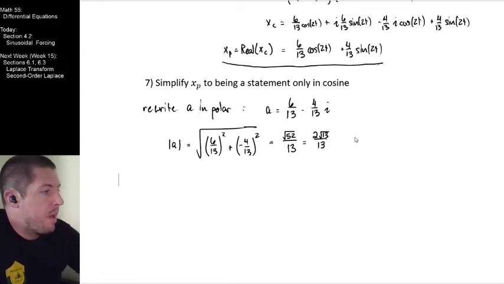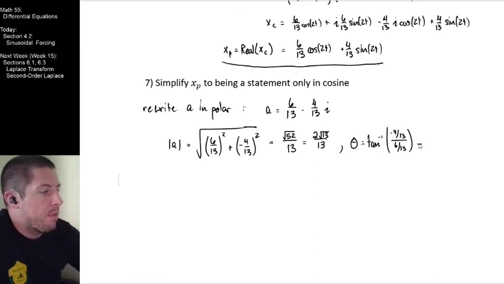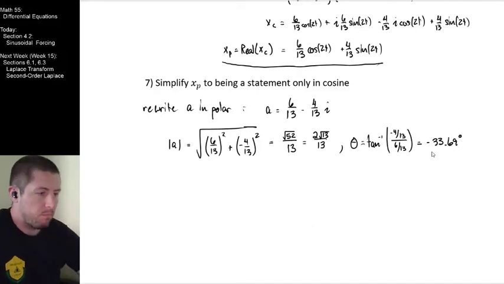I'm fine with that. The other thing we need to find is theta, which is going to be our tangent inverse of our b value over our a value. It's like our vertical component divided by our horizontal component there. So that should be negative 4/13 divided by 6/13. And if you throw that into your calculator, you're going to find that to be about negative 33.69 degrees right there. So we've got our magnitude, we've got our angle.